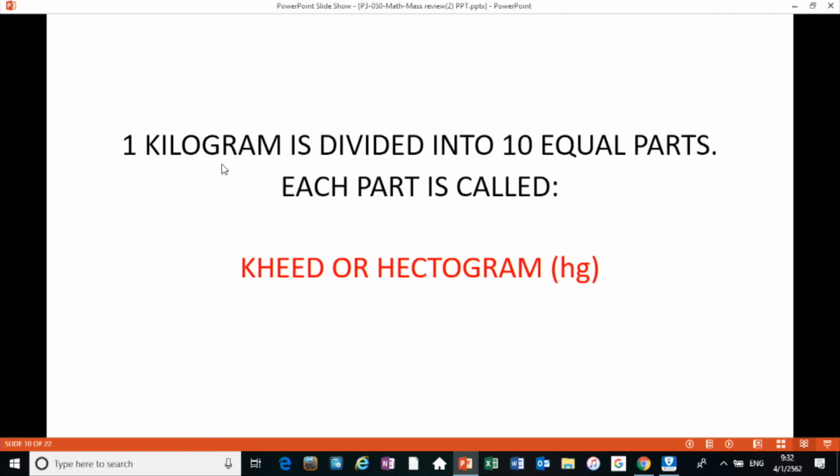So ready guys? 1 kilogram is divided into 10 equal parts. Each part is called kid or hectogram. Excellent. 50 kid, 50 hectogram. 30 kid, 70 kid, 9 million kid, hectogram, always the same.